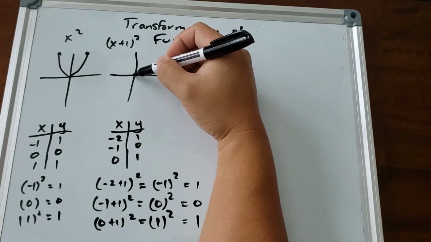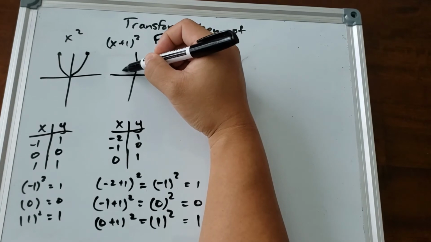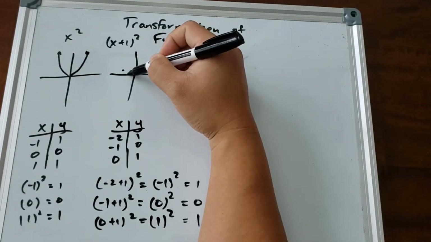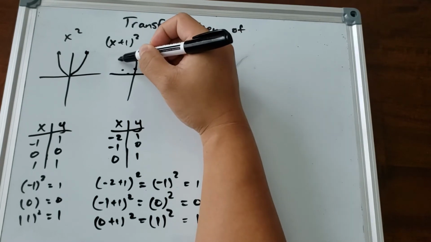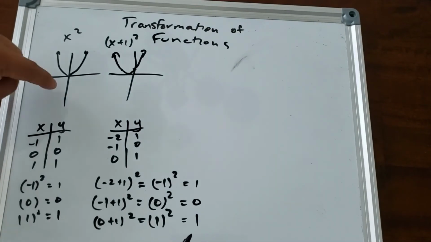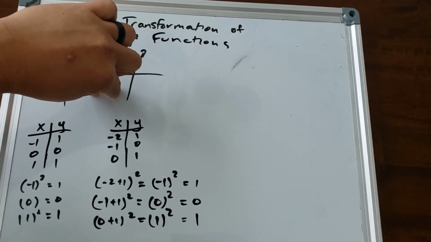So I'm going to graph this. So I'm going to go -2, okay, 1. Then next one is -1 comma 0, so -1 comma 0, and then this is 0 comma 1, and again I know it's going to be that U shape, so it's going to be shaped like this. So if we looked from here to here, it seems like we moved left 1, okay?